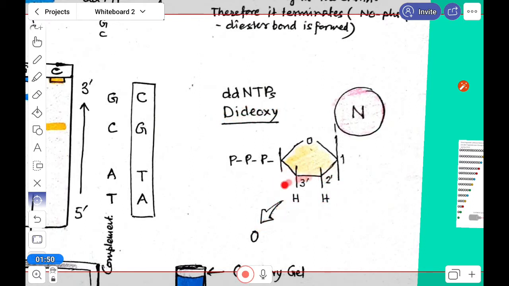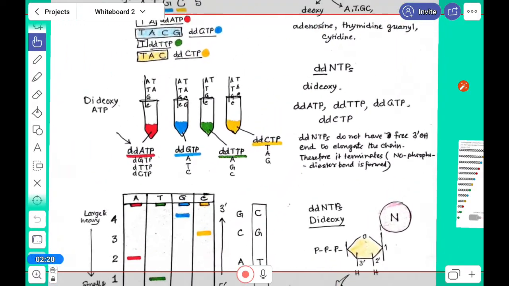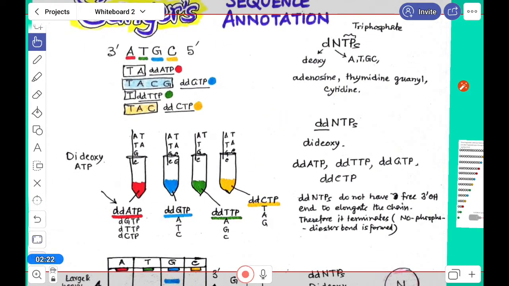So when dideoxy is present, there is no place for the phosphodiester bond. It means that to extend the length of the chain, there is nothing there. So the process is terminated. When the chain length starts and then they get the dideoxy, it will terminate. The length will not go further when they get the dideoxy. Alright, so in this way the process starts.